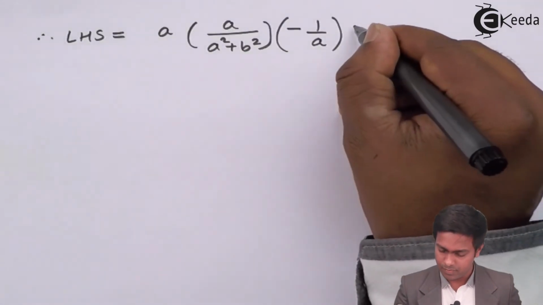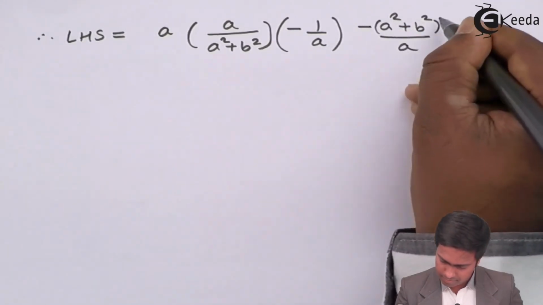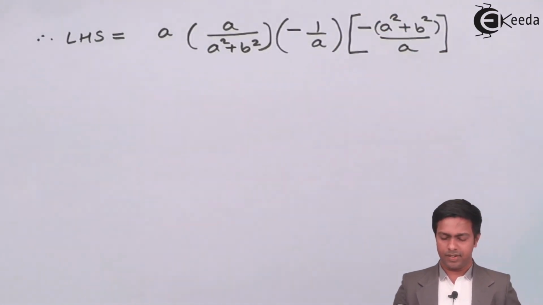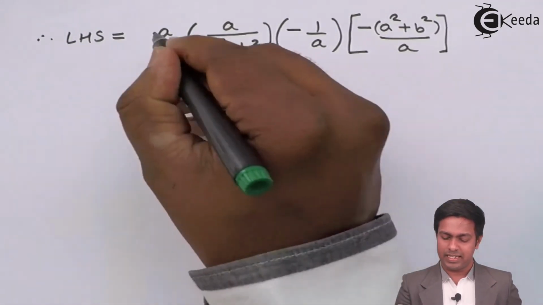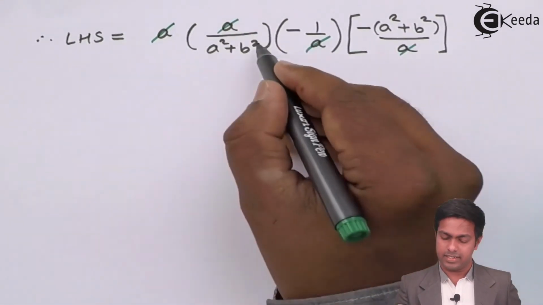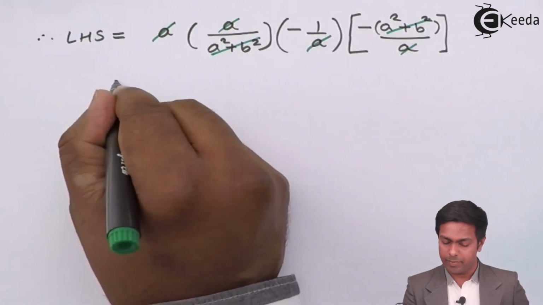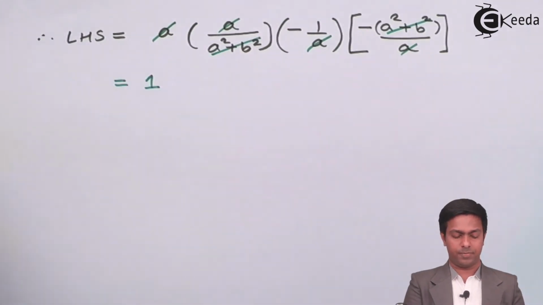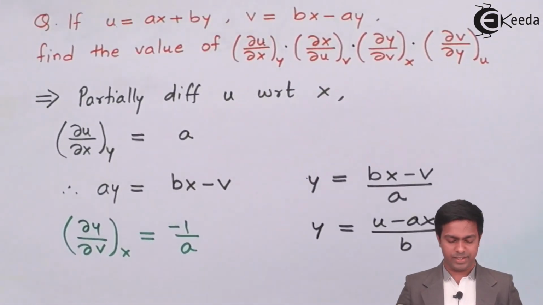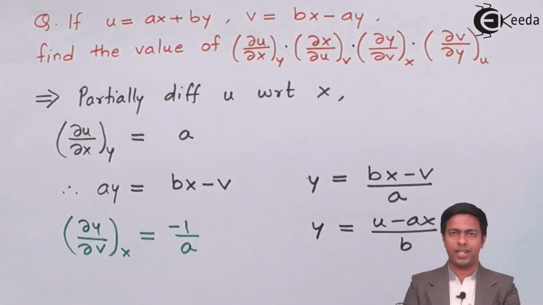So now if you multiply these four values, this a and a will be cancelled. Then again this a and a will be cancelled. This a square plus b square will be cancelled with a square plus b square, and minus 1 into minus 1 will be positive 1. It means the answer will be 1. So guys, therefore the multiplication of these four terms is equal to 1, and therefore the final answer is equal to 1. So here the question ends.